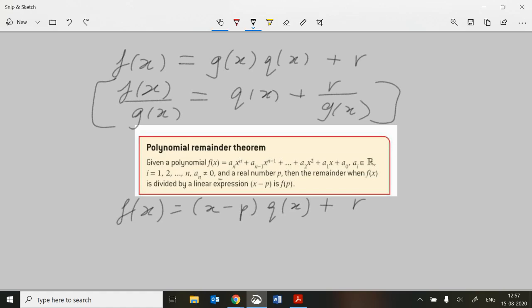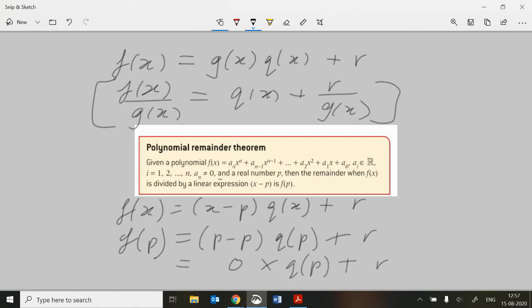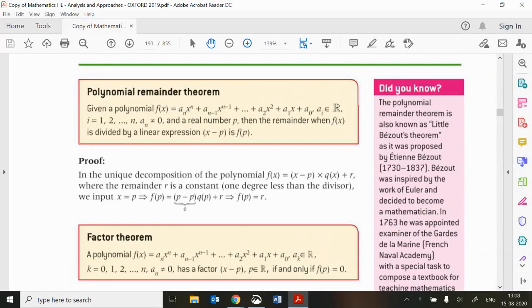Let's just substitute in p in this case and see if that's true. Well, f of p is going to equal p minus p times q of p plus r. Now, p minus p is going to give us 0, and then times q of p, and then plus r there as well. So you can see that this is disappearing and we're getting f of p is equal to r. Okay, so we've done the factor theorem and the remainder theorem.